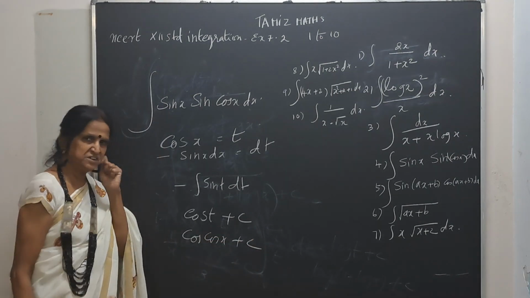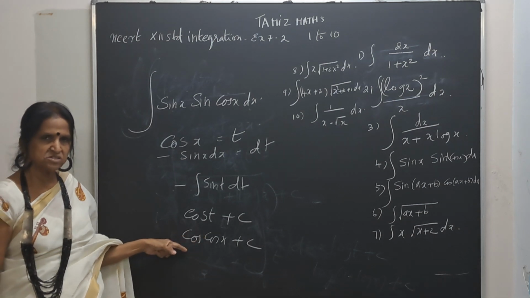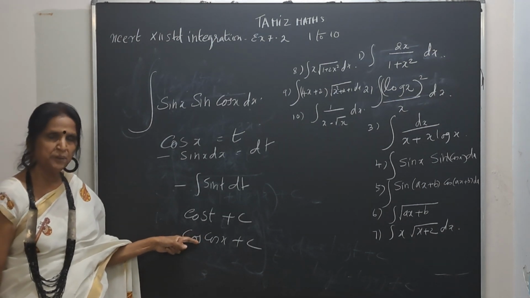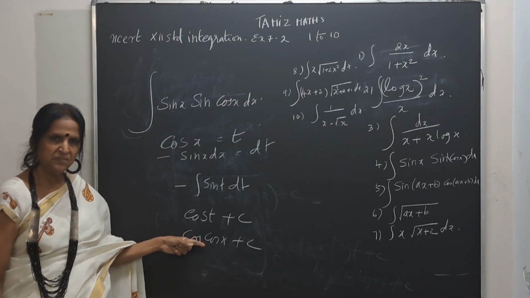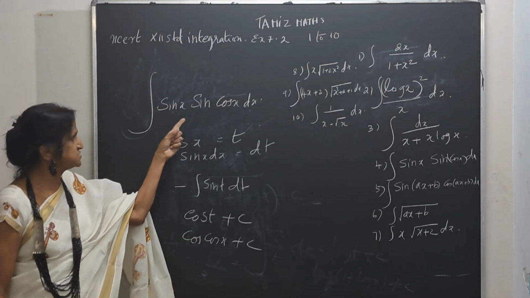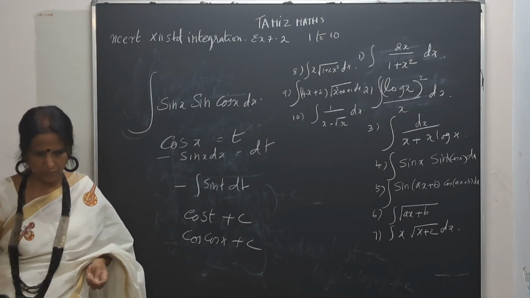Now if you want to differentiate cos, the derivative of cos will be minus sine cos x, followed by what? The derivative of cos x, which will be another minus sin x. I hope you understand well.